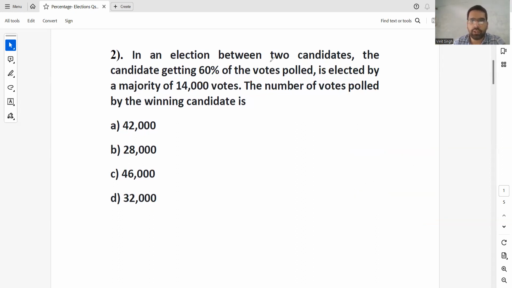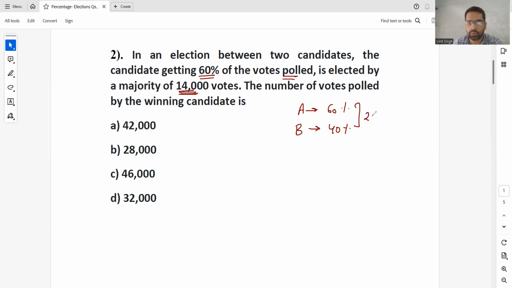In an election between two candidates, the candidate getting 60% of the votes polled is elected by a majority of 14,000. The number of votes polled by the winning candidate is, and we have to find how many votes the winning candidate got. Now, in an election between the two candidates, A will get 60%, B will get 40%. And A is elected by a majority of 14,000.